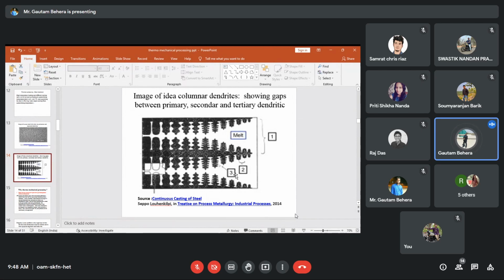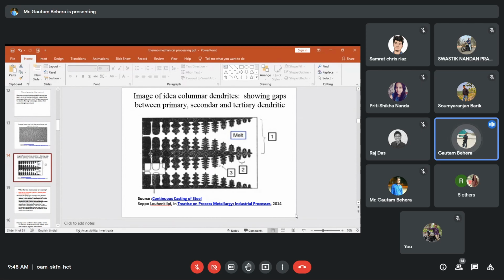Dendrites are tree-like structures. As a tree has a lot of branches, primary branches, secondary branches, tertiary branches, dendrites also have primary, secondary and tertiary branches, as you can see. I can show you the examples.